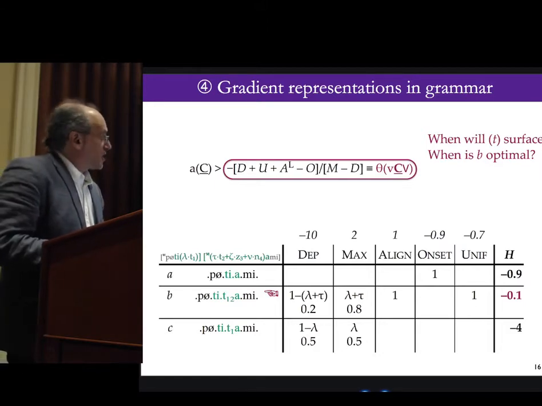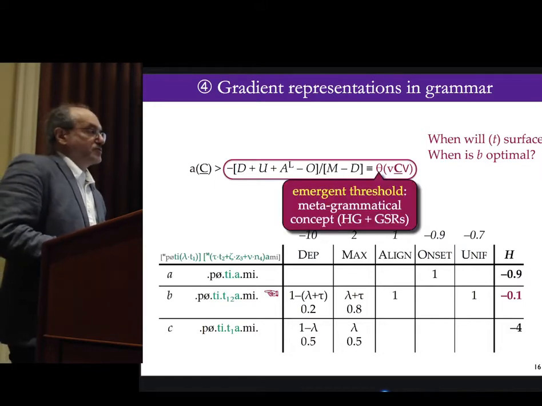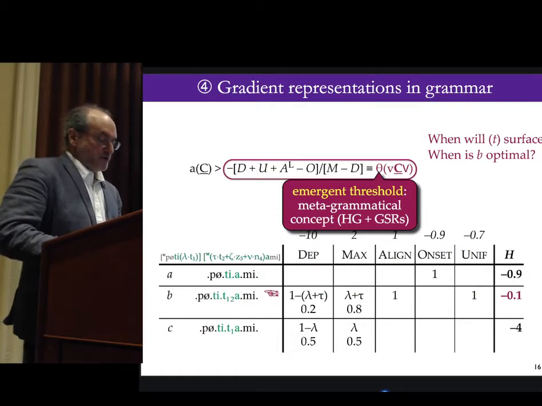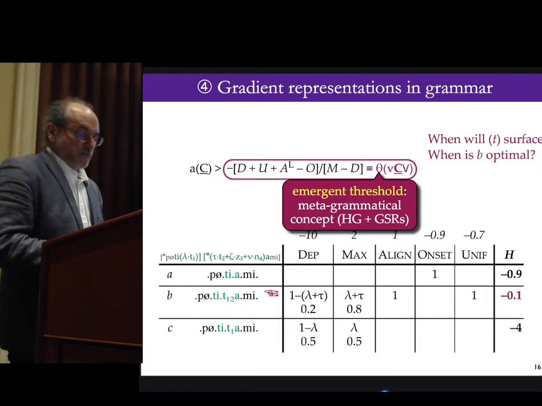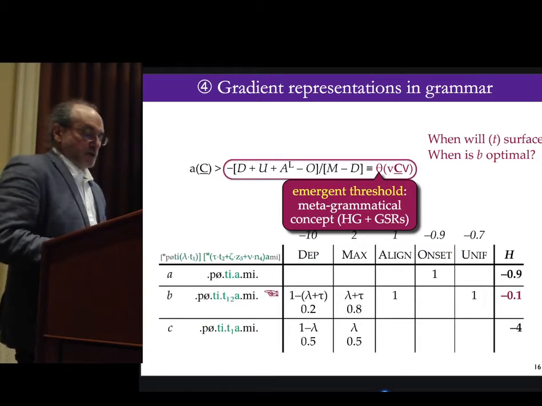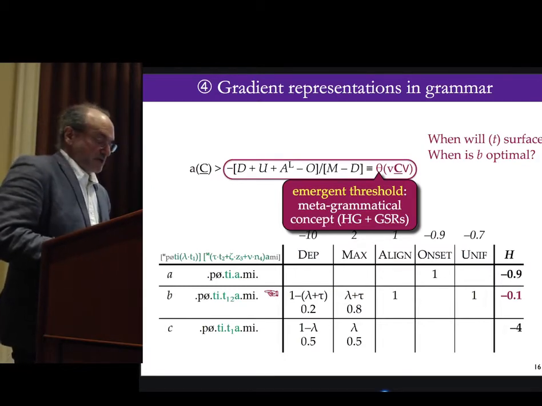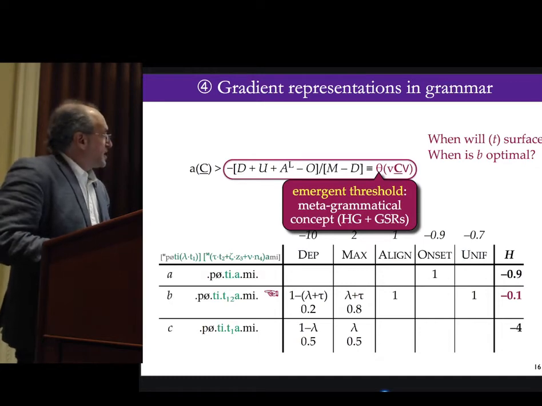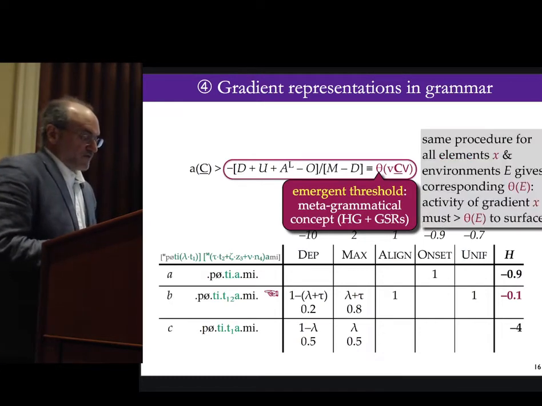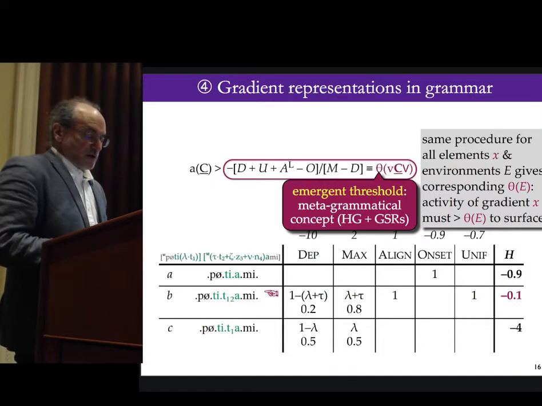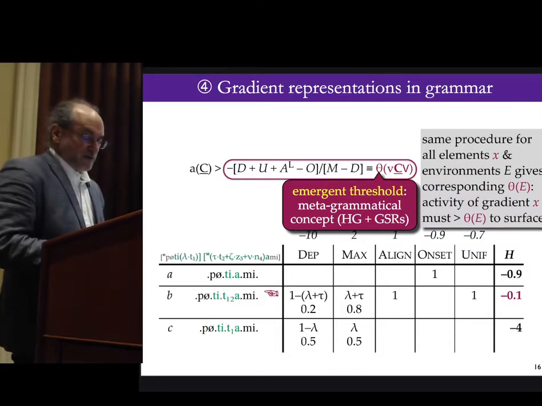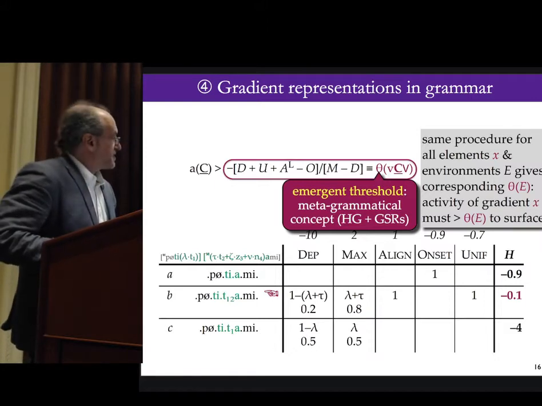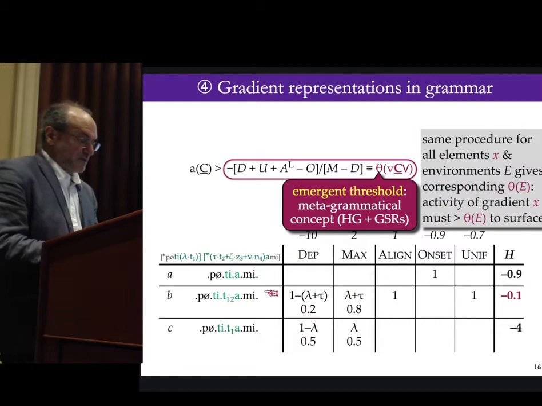Crucially, we're not adding a new concept of activity threshold to the primitives of linguistic theory. This is an emergent meta-property found through analyzing the grammar, resulting from the combination of harmonic grammar and gradient symbolic representations. Now we can follow the same procedure for all elements X and environments E, getting a corresponding threshold theta for each environment. The activity of a gradient X must exceed that threshold to surface in that environment.